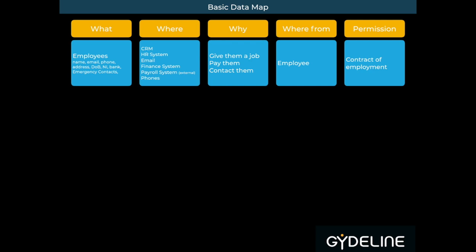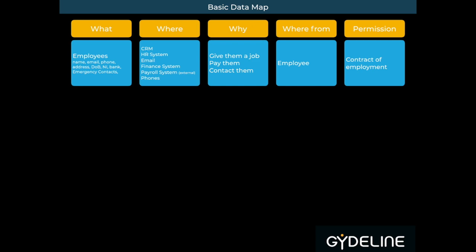What we typically see is that information is also on documents and spreadsheets and various others. We're quite good in that space in that we don't proliferate data in that manner, but lots of companies do. So why do we need that information? Well, we want to give them a job and we want to pay them the money they're owed, and we need to be able to contact them.